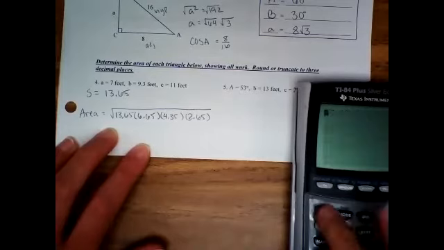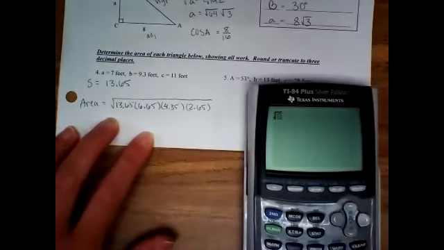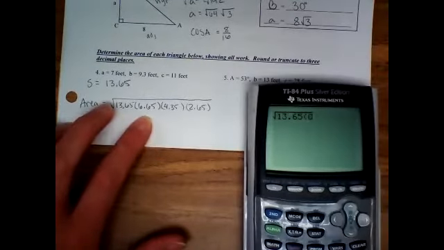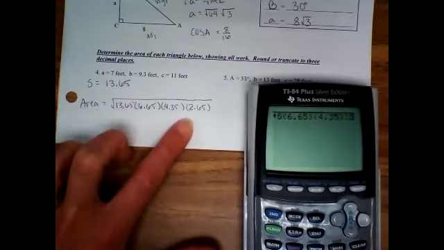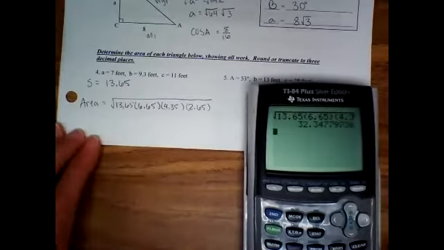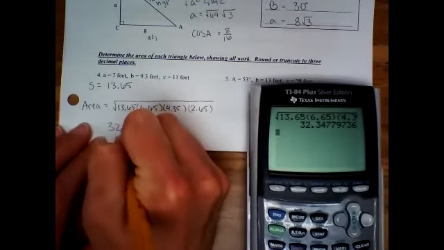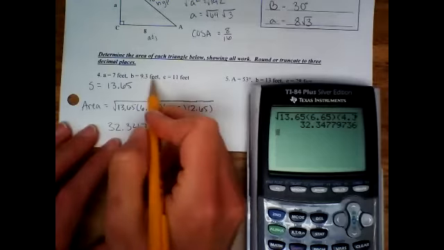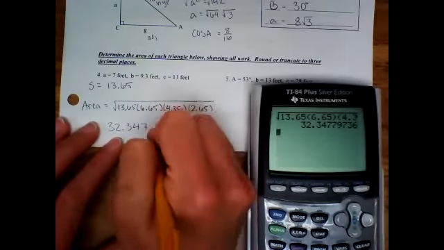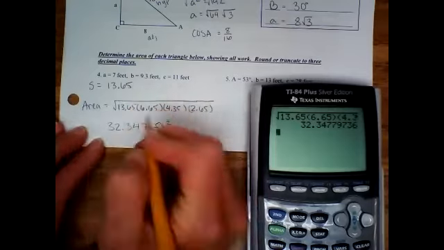And so now I'm going to type in that whole thing. And I got 32.347. Now I did put units with this to make sure that you're paying attention. An area will be feet squared, so square feet for that.